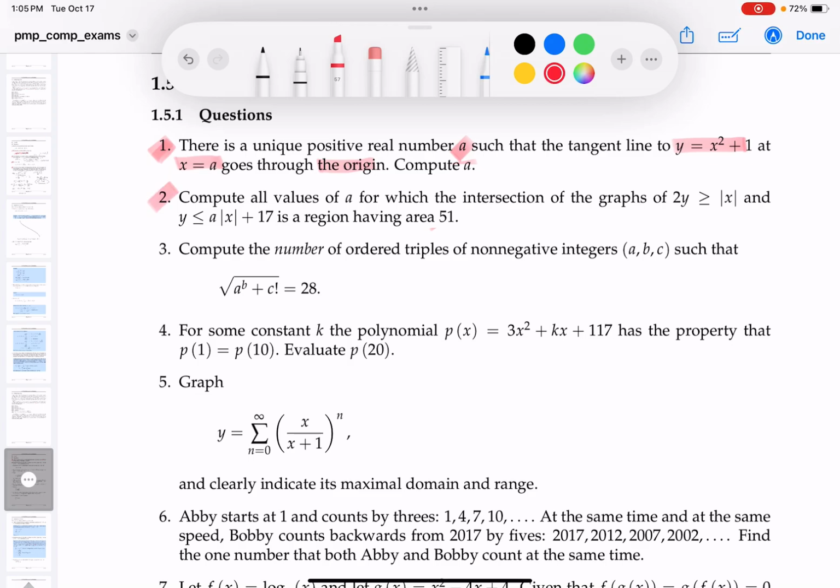Okay, we're on problem number 2. It says compute all values for a. There could be more than one. For which the intersections of these two graphs over here would produce a region that has an area of 51. So I think the first thing to do is go to the whiteboard and try to visualize what they're asking me to find. All right, go to the whiteboard.